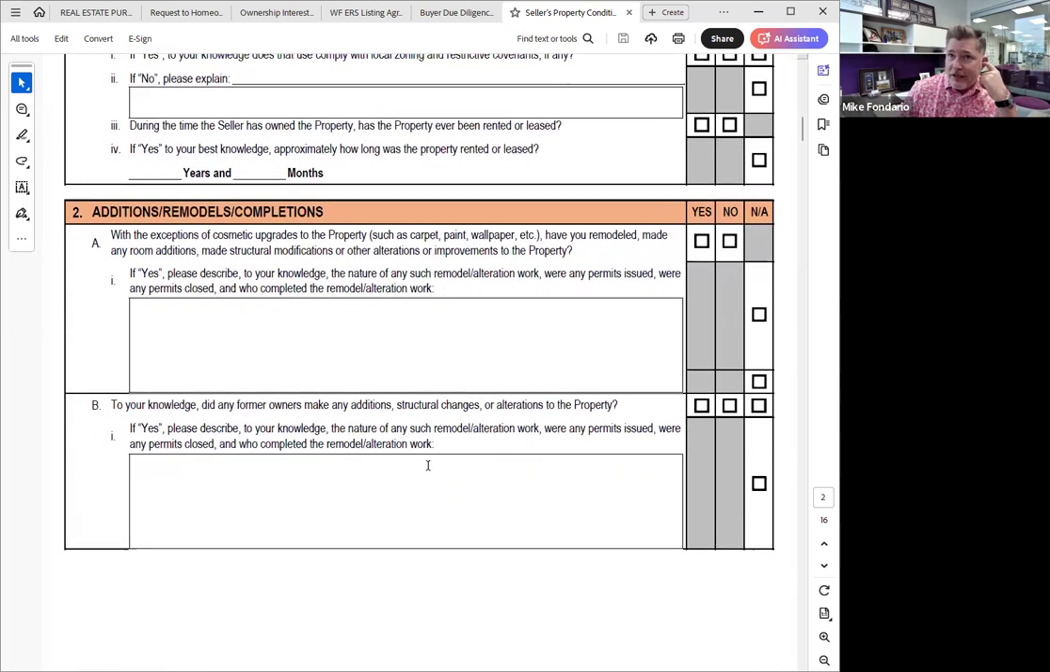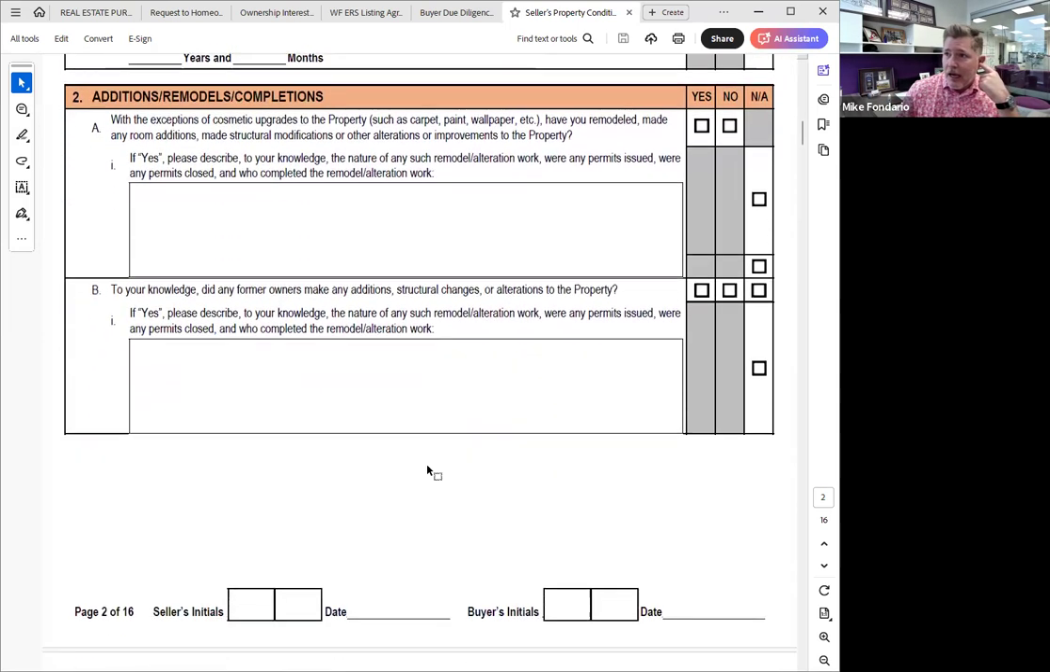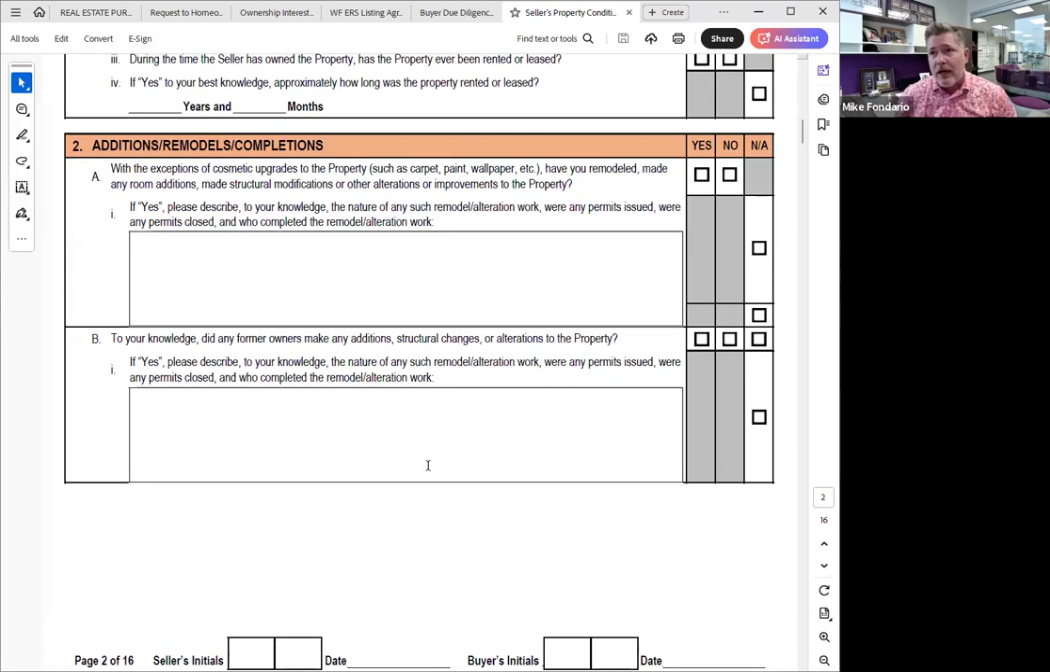This one, paragraph 2, additions, remodels, and completions. I think a lot of people skip over a lot of this because a lot of us think of stuff as paint, like I paint a room or whatever, and that isn't necessarily something to be disclosed. And you know what? You'd be right. It says, with the exception of cosmetic upgrades to the property, such as carpet, paint, and wallpaper, have you remodeled, made any room additions, made structural modifications, or any alterations to the property? Essentially saying, yeah, we don't have to disclose that we put new carpet in. You do have to disclose we put new carpet in because of a flood.